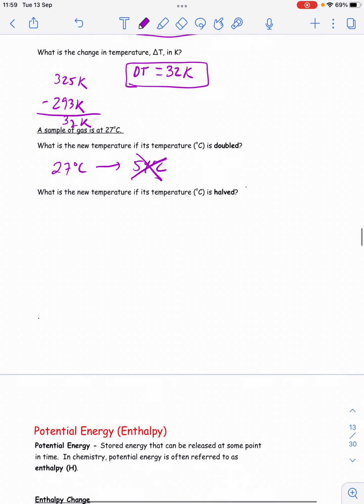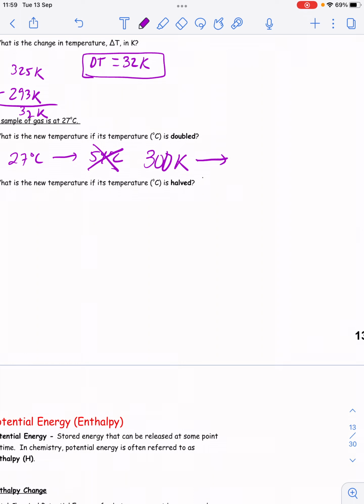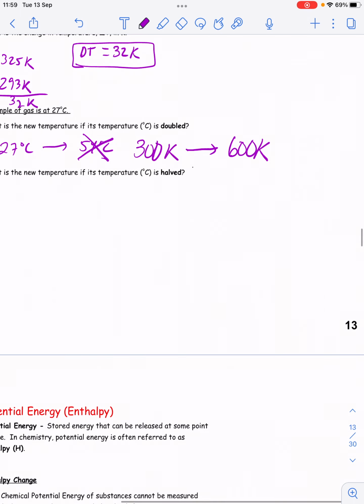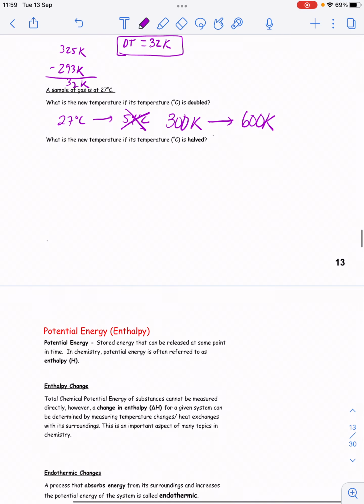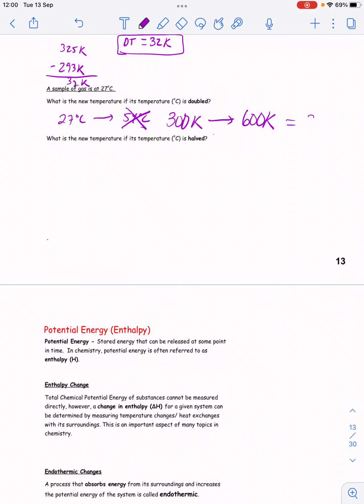So the first thing you need to do is add 273 to the Celsius. So 27 degrees Celsius is 300 Kelvin. And now you can double it. And so doubling the temperature is actually going from 300 to 600. So we've increased the temperature by 300 kelvins, which is also increasing the temperature by 300 degrees Celsius. So this is equal to 327 degrees Celsius. If I want to convert back into Celsius, I subtract 273.